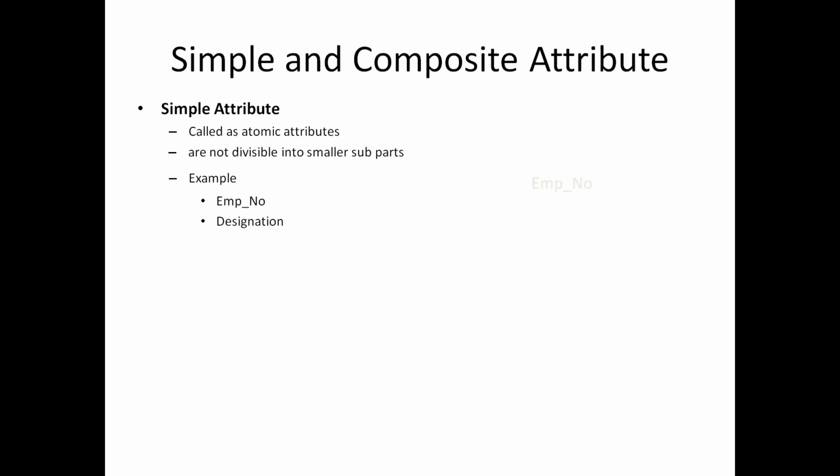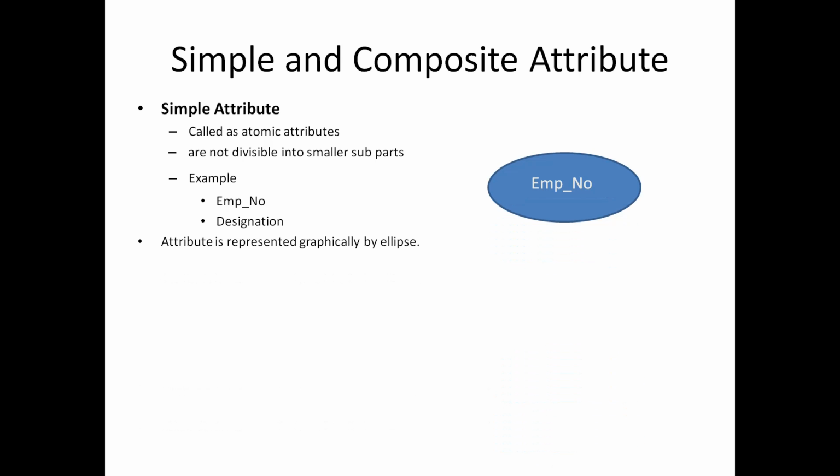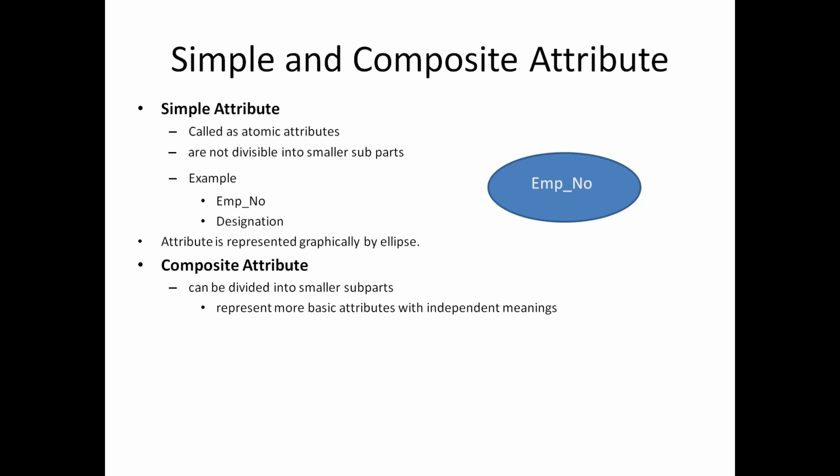Or the designation of a person. A person in a company cannot have multiple designations. So that's a single attribute value. Then an attribute is represented graphically by this kind of ellipse. If you see, I have an ellipse there and I'm saying employee underscore number, that's an attribute of my employee entity. And if you go and look at what a composite attribute is, it's a little different than a simple attribute.